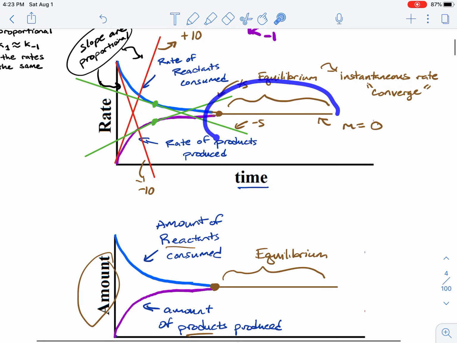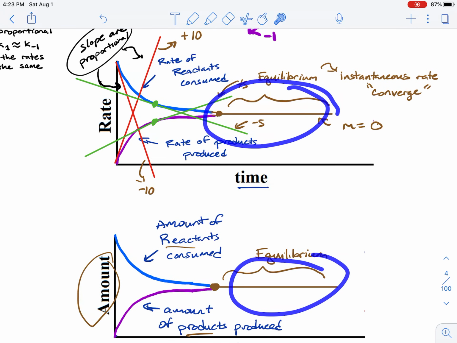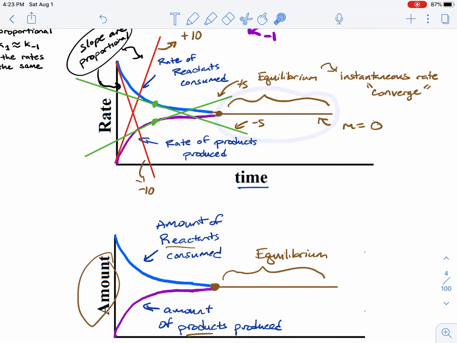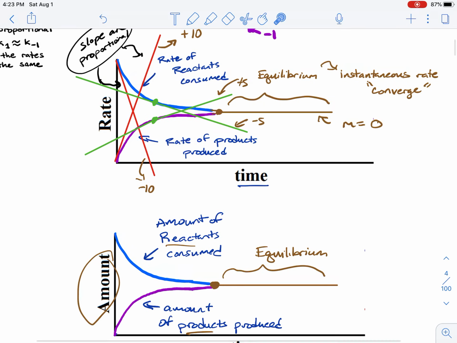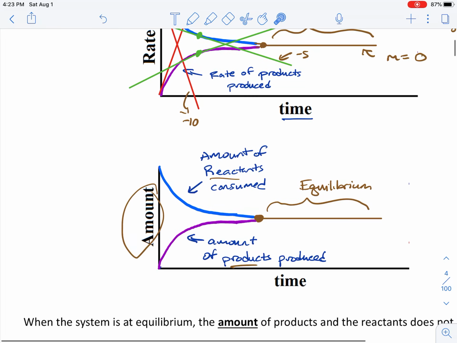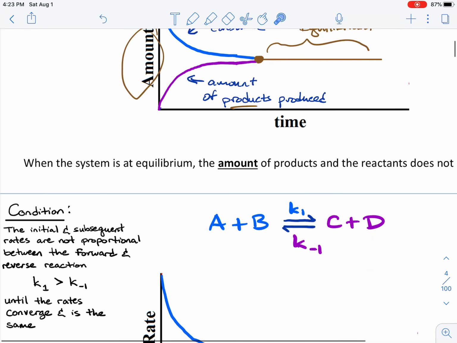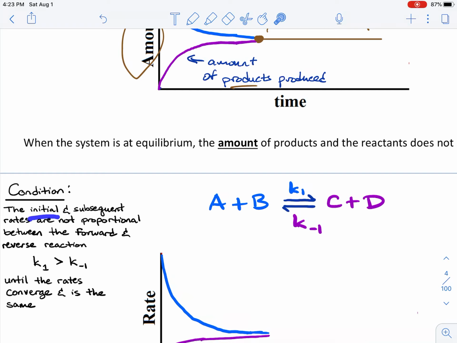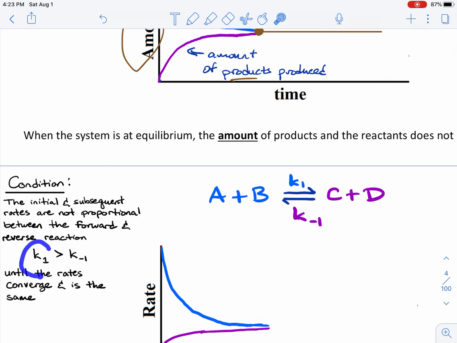So remember that at equilibrium, the rates of the chemical reaction are equal to each other, but the definition of equilibrium does not describe what's happening to the rates beforehand. And so another scenario that we can come across is such that the initial and subsequent rates are not proportional between the forward and reverse reaction. And we're going to go ahead and look at the scenario where the rate of the forward is much faster initially than the rate of the reverse.